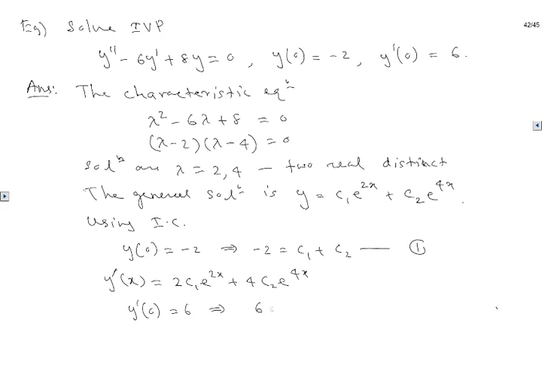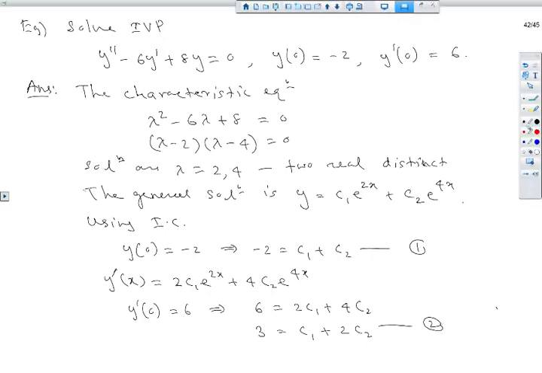If you use that, 6 equals 2c1 plus 4c2. We can divide this one by 2. The easiest way to solve these two equations is to subtract. If you subtract one from the other, you can see c1 gets cancelled. So that's the easiest way to solve this. So let's do that.